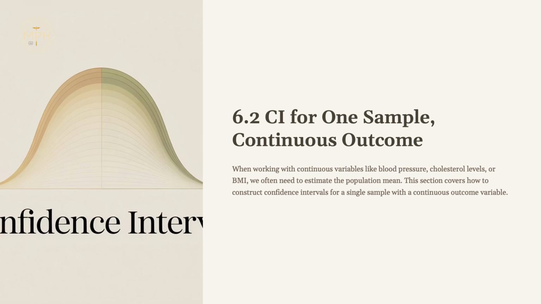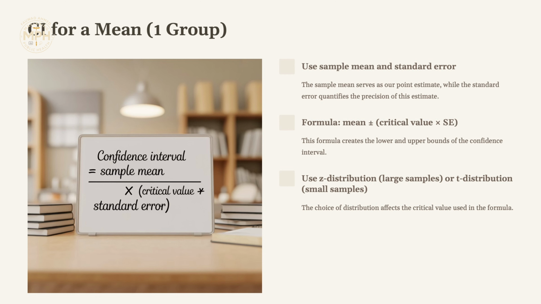Second is CI for one sample, Continuous Outcome 6.2. Let's say we want to estimate the mean blood pressure in a population. We collect a sample and calculate the sample mean. To calculate the confidence interval, start with the sample mean. We use the formula. Then add and subtract the critical value multiplied by the standard error. This gives you a range of values that likely includes the true population mean.